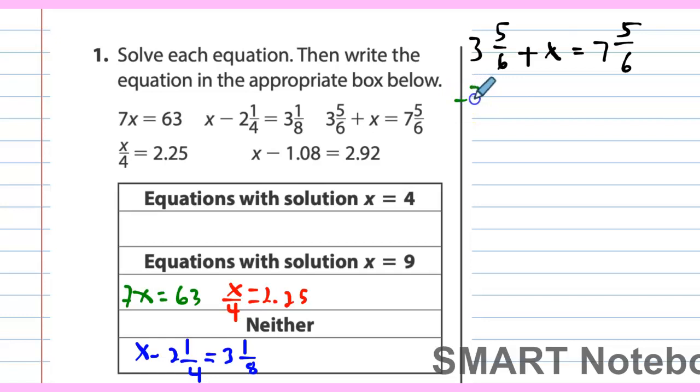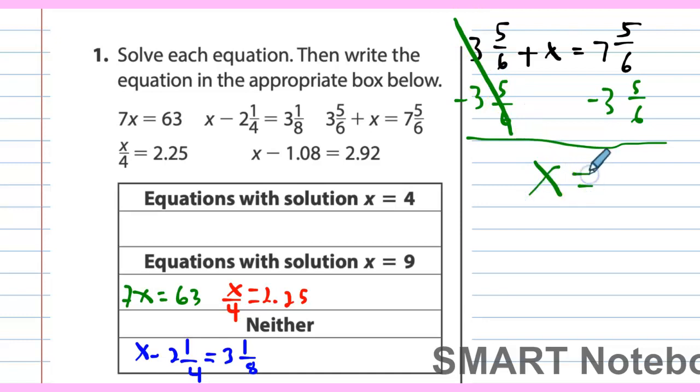You have to add 3 and 5/6 to both sides, because that is a subtraction equation, and minus 3 and 5/6. This one is easy, right? Because the denominators are the same, we don't even have a problem finding the common denominator. Now we have 7 and 5/6 minus 3 and 5/6. So our answer is 4. So this equation belongs here. Let's write it down. We still have one last equation we need to work on.